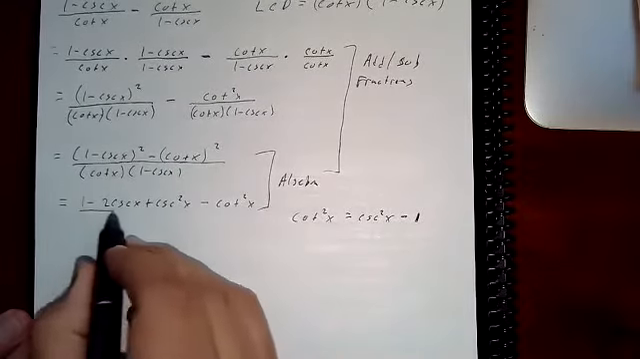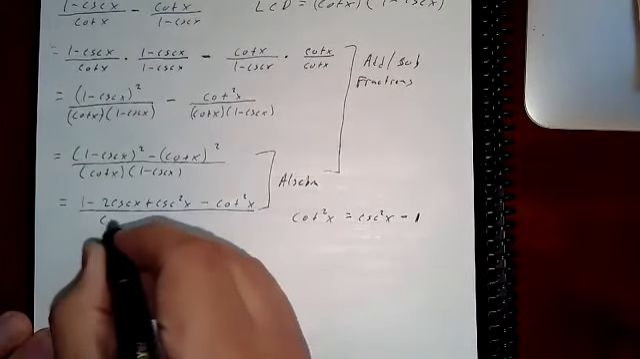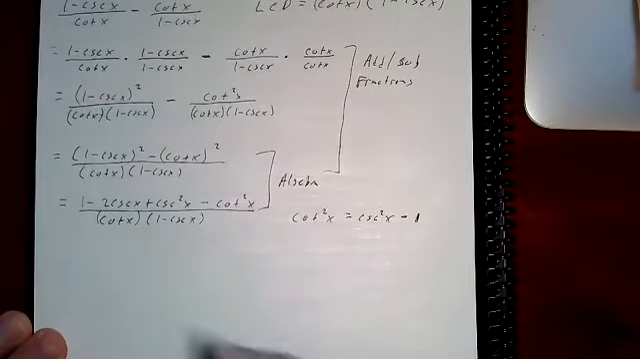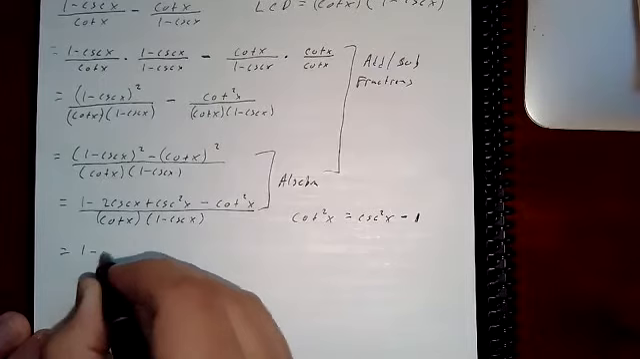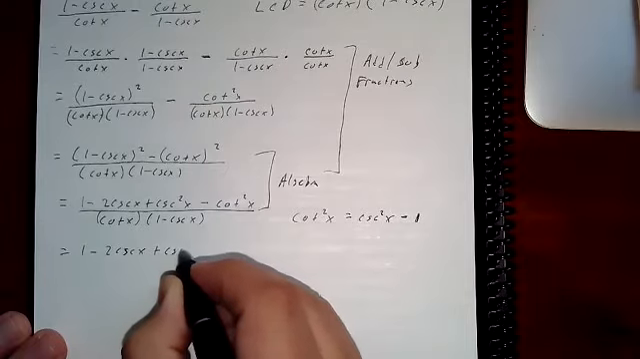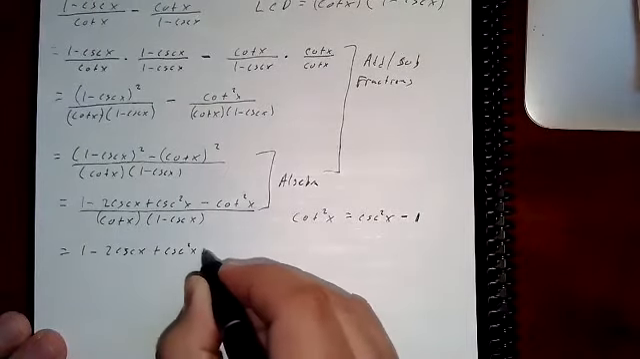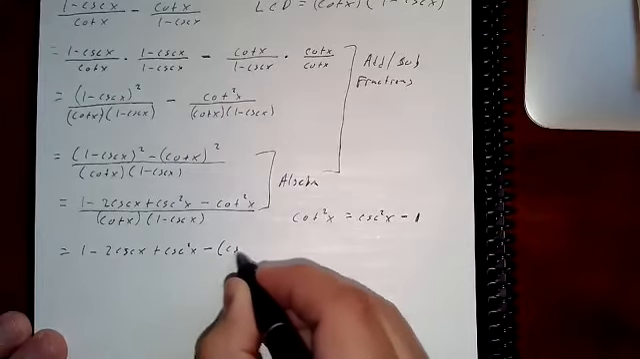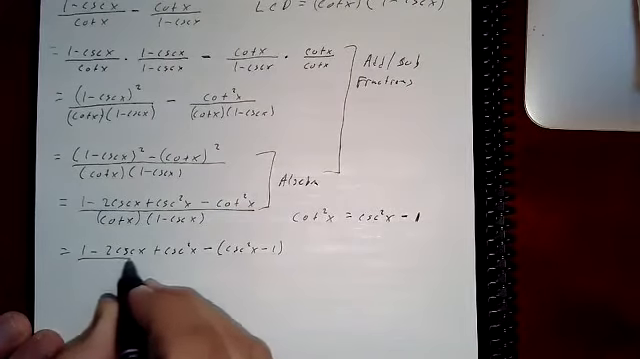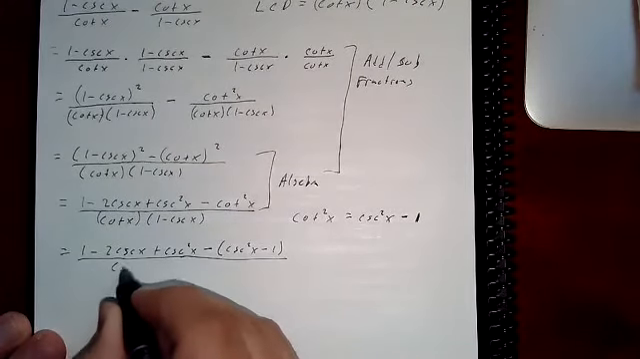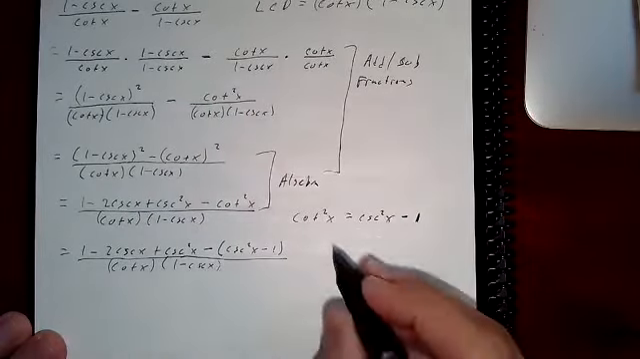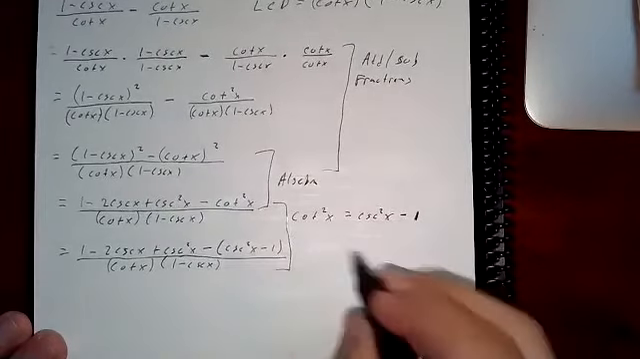Oh yeah, don't forget the bottom part. It's still there, right? Cotangent x times 1 minus cosecant. So we're going to get 1 minus 2 cosecant plus cosecant squared minus cosecant squared x minus 1. Right, we're plugging that in there for the substitution. LCD is still down here. So here to here, we use Pythagorean.